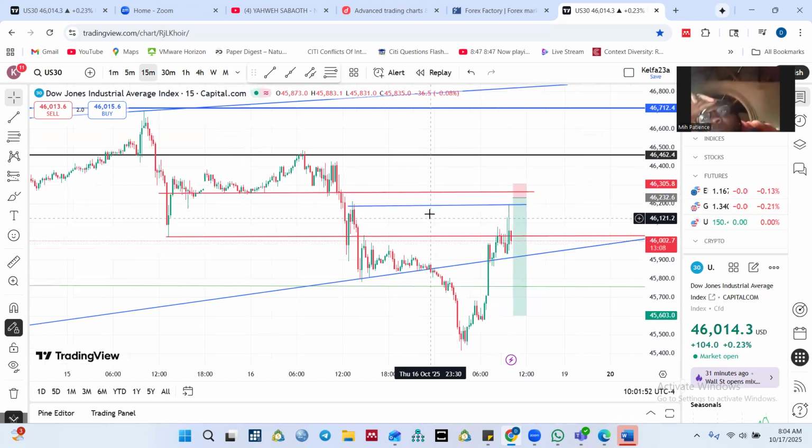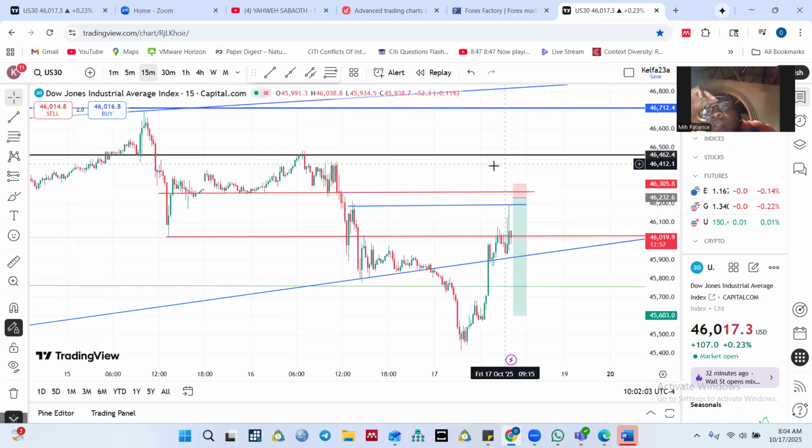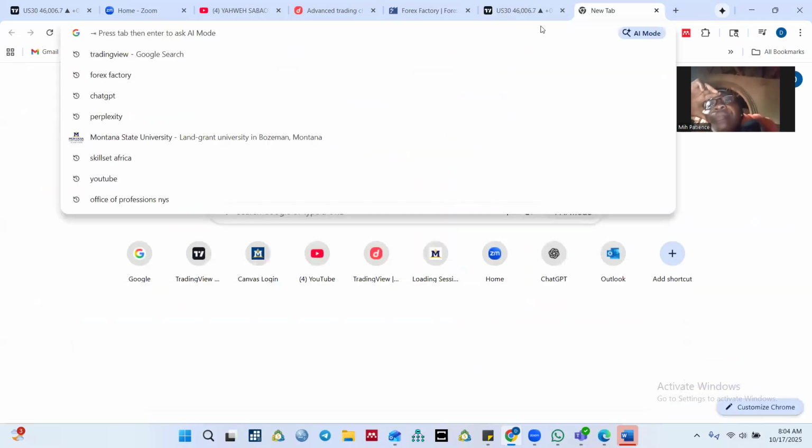No, you don't need any link to access TradingView. Just type tradingview.com. Yeah, just type deriv like where I am, deriv.chat.